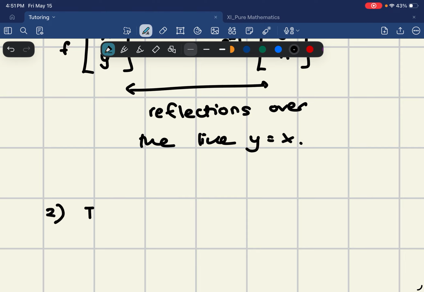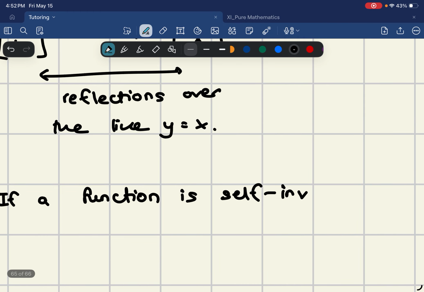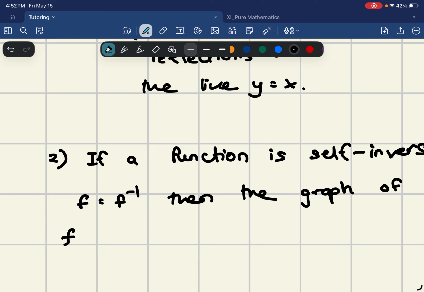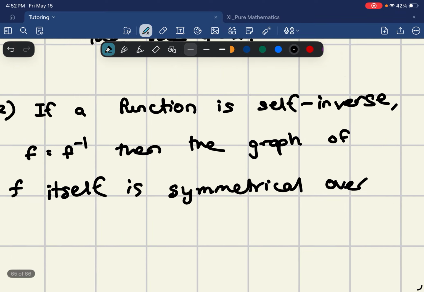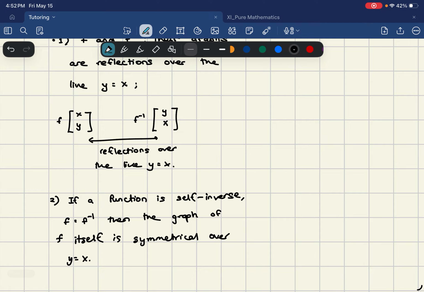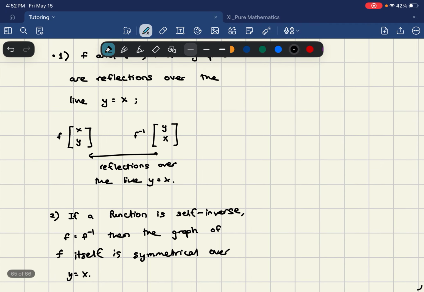And the second point is that if a function is self-inverse, and when I say self-inverse, that means f is equal to f inverse, then the graph of f itself is symmetrical over y is equal to x. So these are the 2 points that you need to remember. If your function is self-inverse, then the graph of f itself is symmetrical over y is equal to x.